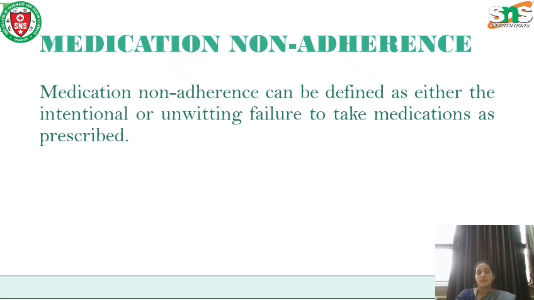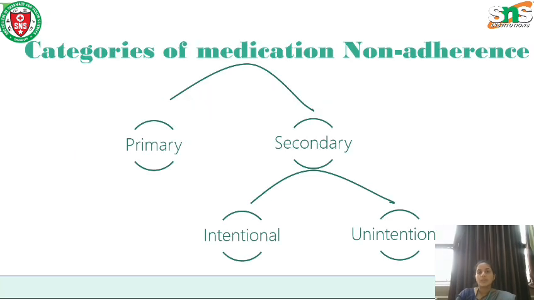Then medication non-adherence. We talked about adherence, that is, adhering to a particular regimen. But non-adherence is simply the unintentional or unwitting behavior, or the failure of the patient to take the medication. Whatever the physician intends in giving the medicine, the patient is unable to follow the particular regimen, dosing or frequency. That is medication non-adherence. Then what are the categories of medication non-adherence? It is classified into primary and secondary, and the secondary is again classified into intentional and non-intentional. That we will discuss later on.